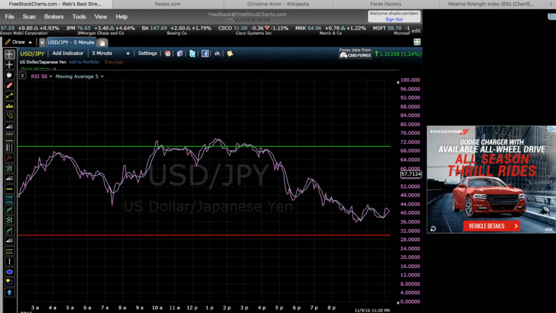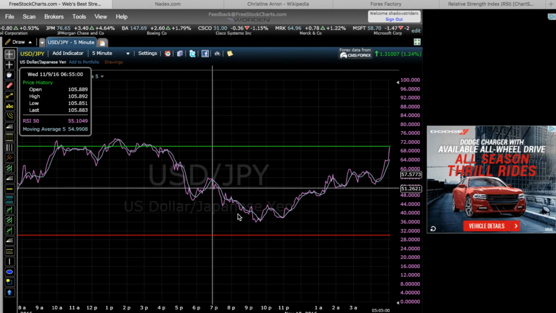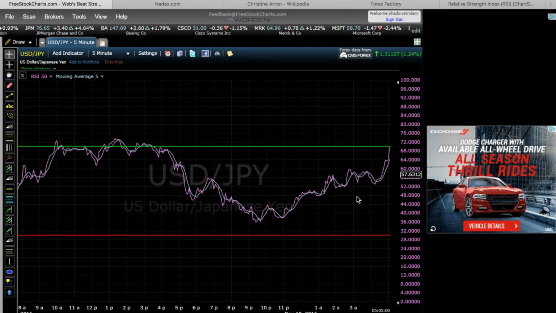If we look at the RSI here, you'll notice that there's actually a gray line and a purple line. And a lot of relative strength indexes don't include this gray line.